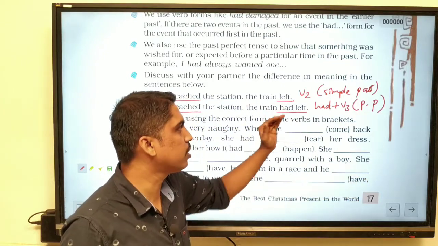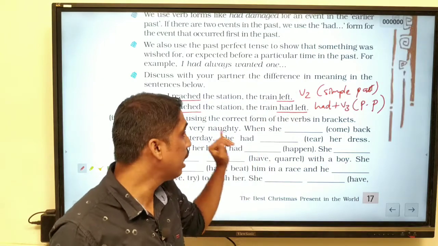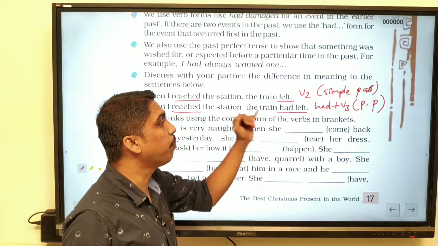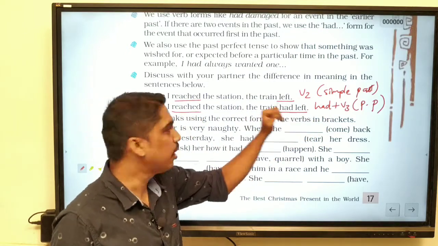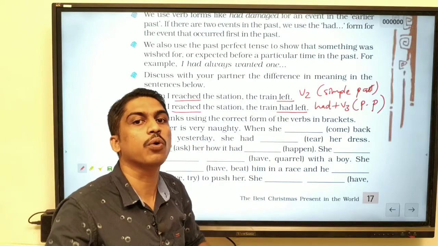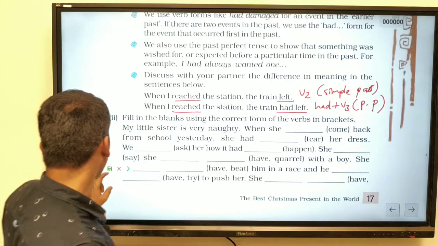സോ ഇതാണ് ഇവിടുത്തെ വ്യത്യാസം. ഇത് രണ്ടും സൈമൾട്ടേനിയസ് ആയിട്ട് അറ്റ് ദ സെയിം ടൈം നടക്കുന്ന സംഭവങ്ങളാണെങ്കിൽ ഇവിടെ ഒന്ന് മറ്റൊന്നിന് മുമ്പേ സംഭവിച്ച് കഴിഞ്ഞിട്ടുണ്ട്. ഇവിടെ ഞാൻ എത്തുമ്പോഴേക്കും ട്രെയിൻ പോയിട്ടുണ്ട്. ഇത് ഞാൻ അവിടെ എത്തുകയും ട്രെയിൻ പോവുകയും ചെയ്യുന്നത് ഒരേ സമയത്താണ്. That's a difference. Understand? Yes.